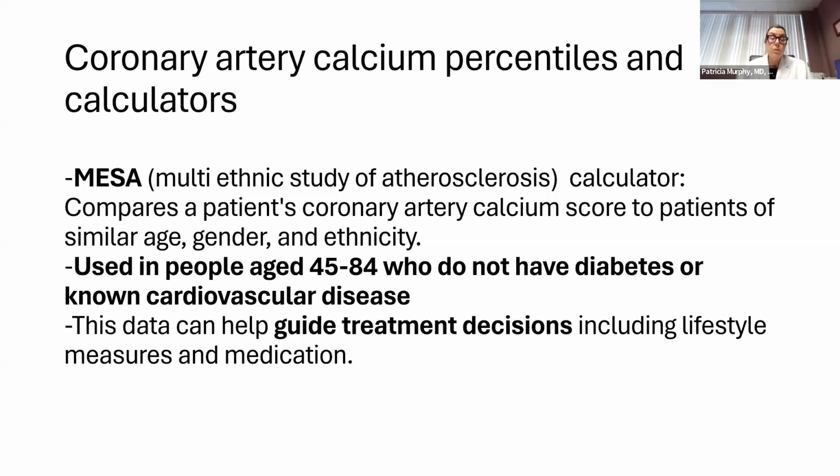This score is used in people aged 45 to 84 who do not have diabetes or known cardiovascular disease. Again, this specific MESA score is validated in this particular patient population. There can be people outside of this age range who have the score performed, but the MESA analysis is typically done at this age. Many of these CT coronary calcium scores will include that information. And this data can help guide treatment decisions, including lifestyle measures, which are always important, and medication where indicated.